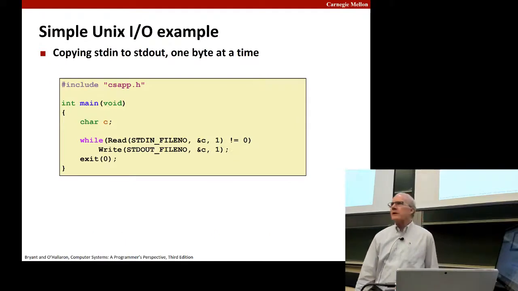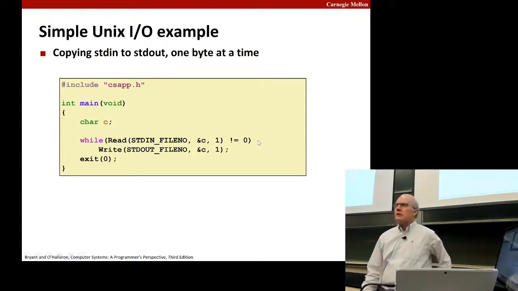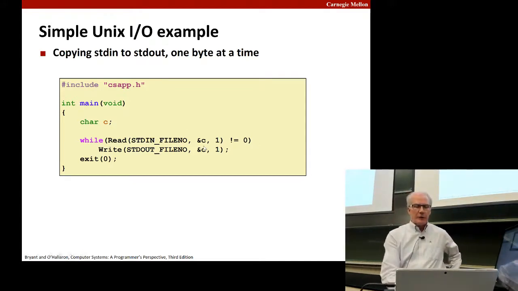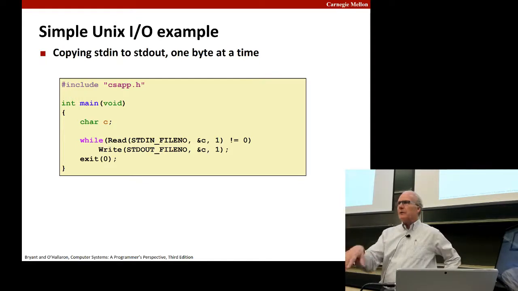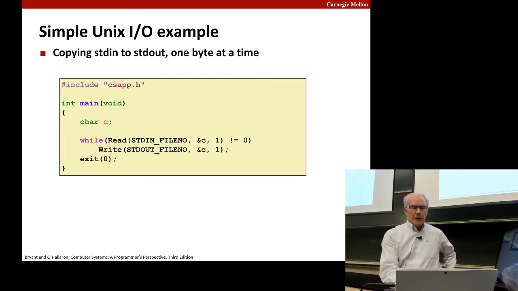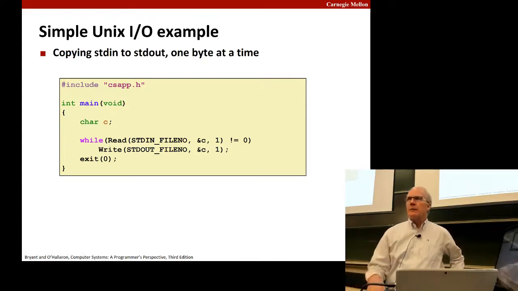So here's a very simple and not very efficient program that simply reads one character at a time from the standard input and writes it to standard output. So you can think of it as just whatever you type would go directly to the output. And you notice that it's limiting the number of bytes at a time to 1. And so it's just picking up a character and dropping it back.